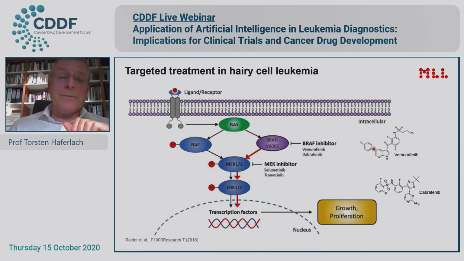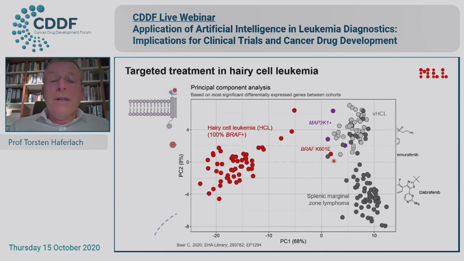Now, the second example refers to hairy cell leukemia. We know that hairy cell leukemia has a specific immunophenotype, but it also has a specific mutation. In nearly all of the cases, a BRAF mutation, a V600E. And the next slide here demonstrates to you the transcriptomic data on hairy cell leukemia here and splenic marginal zone lymphoma, or the hairy cell leukemia variant here.